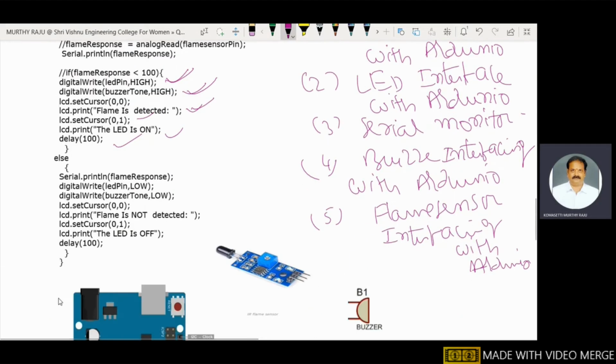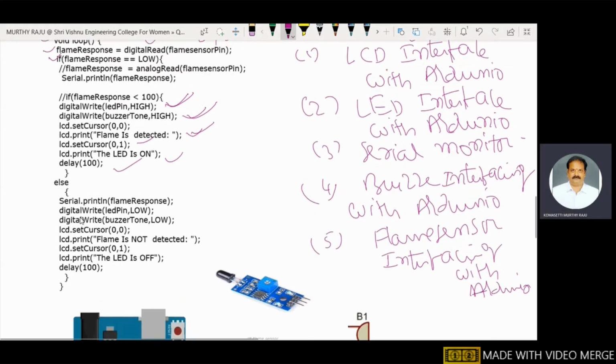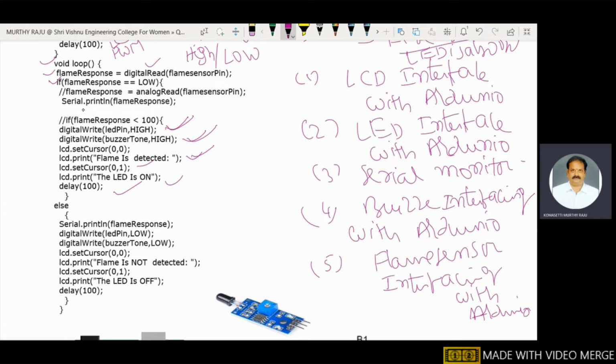Next, else. Here, serial dot println flame response. Flame response equal to low means 0 here. 0 is indicated on the serial monitor. We will see it in the demonstration.